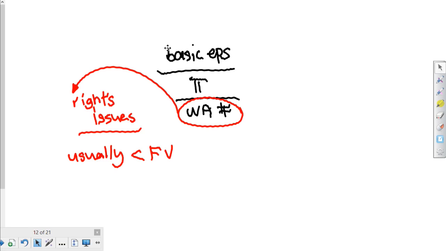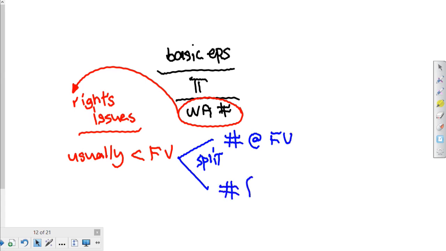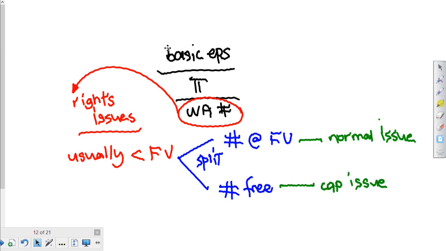So what happens with a rights issue that's below fair value is that I'm going to split the way that I put them into my weighted average calc. I'm going to split my rights issue into the number at fair value and the number that I'm issuing for free. Then these ones I'm going to account for as a normal issue. I'm going to put into my calculation as a normal issue, and these ones I'm going to put into my calculation as a cap issue.